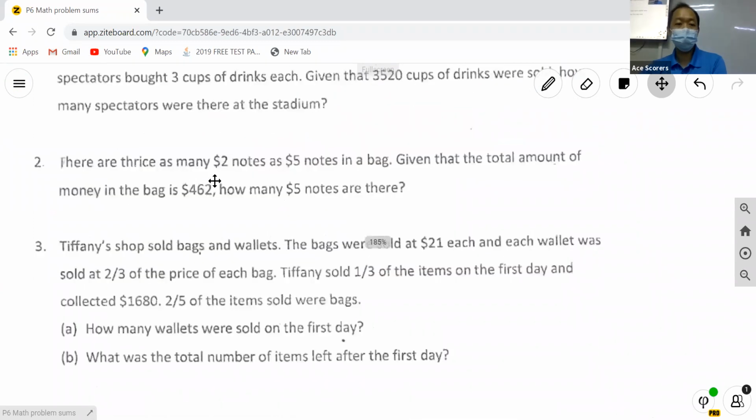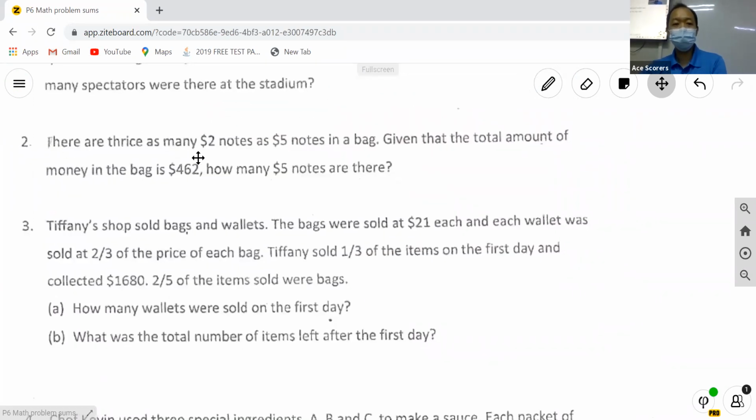Next. Now, question number 2. How do I know this is a VU question? You see, there are values, right? $2 note, $5 note. These are called values. Where now, Vincent? What is called? Values. And where is the unit?